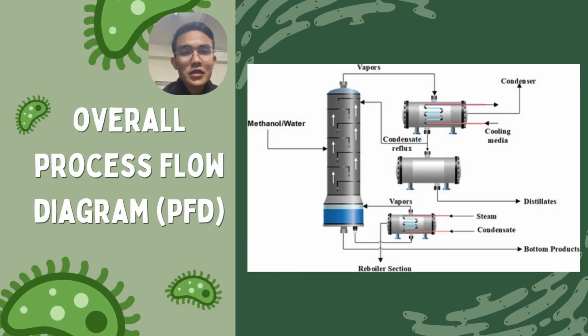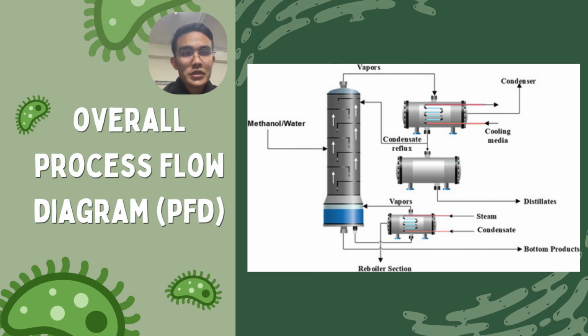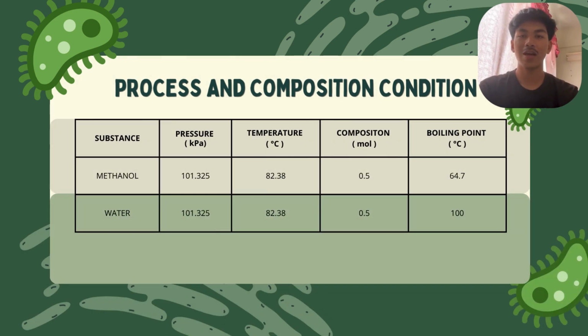So this is the overall process flow diagram or PFD that we researched. On this slide, I explain the process conditions and feed composition used in the flash distillation process. The feed consists of a methanol water mixture with an overall composition of 0.5 mole fraction methanol and 0.5 mole fraction water. The operating pressure is 101.325 kPa and the temperature is 82.38 degrees Celsius.